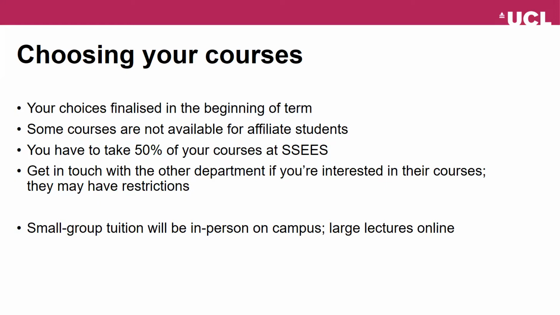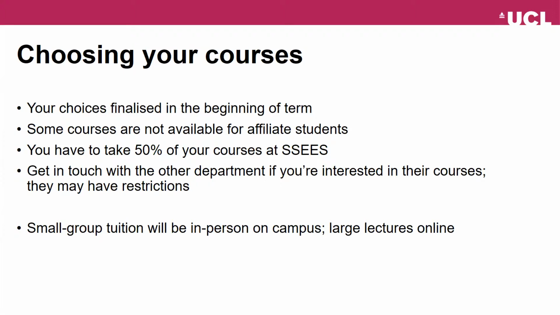And because you're coming to CES, you have to take 50% of your courses at CES. So often this is, let's say, 4 courses and you'll take 2 of those at CES. And the other half, let's say 2 courses, you can take at another department. But if you want to take courses outside CES, you have to be active and independent and find out about the courses yourself and get in touch with the other department. Wait for a reply, and often they don't tell you at this time of year whether you can take their courses, and you'd have to do it closer to term start.